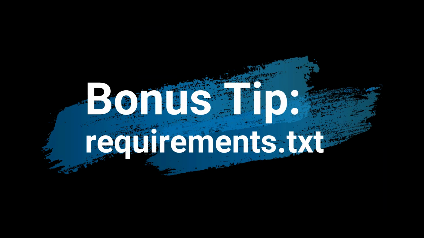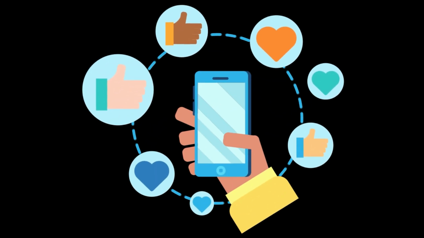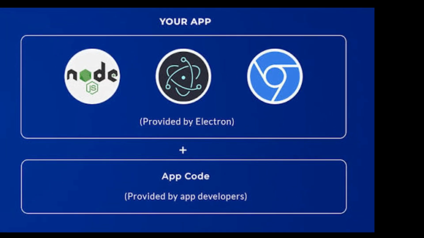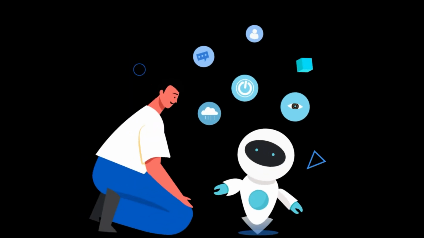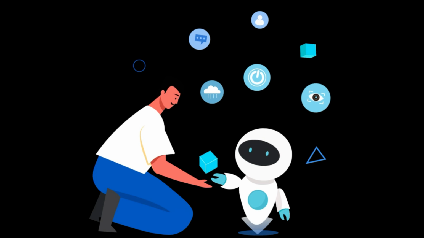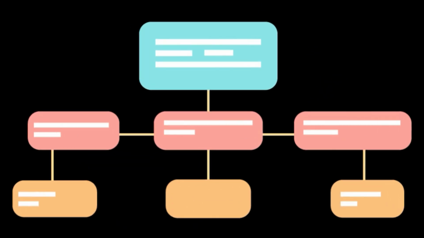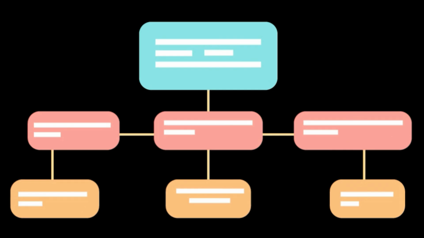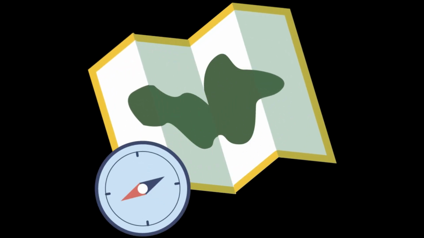Bonus tip: always create a requirements.txt file that clearly explains all the features, functionality, and requirements of the application. This helps the AI understand the entire project before writing any code. You can think of it as a blueprint for the project, similar to a README.md, but focused on guiding the AI throughout the development process.